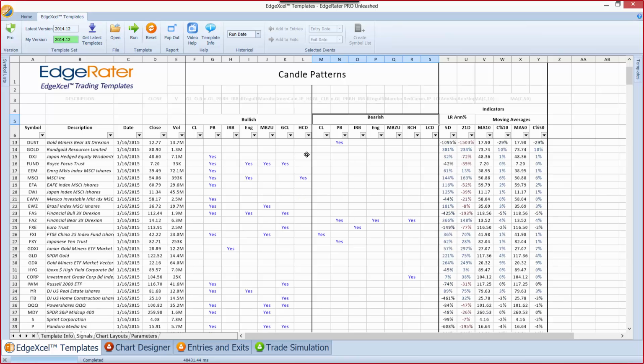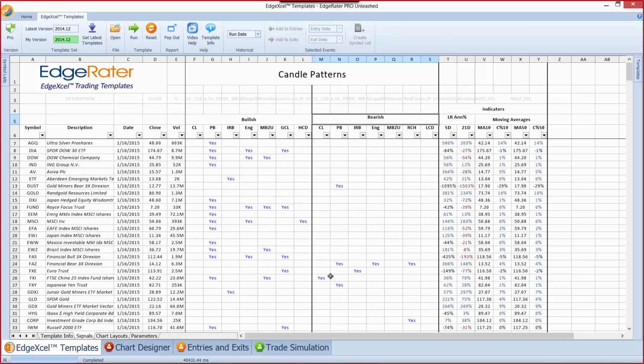So after running the template, you'll see there's a bunch of yeses scattered around here, but then we can organize this in a better way, and we can click on one of the headings. And what should we look at first, George? Well, we did do the green candle lows on the weekend, so maybe we just look at green candle lows, because on Friday there were certainly a lot of stocks that fired in the green candle lows.